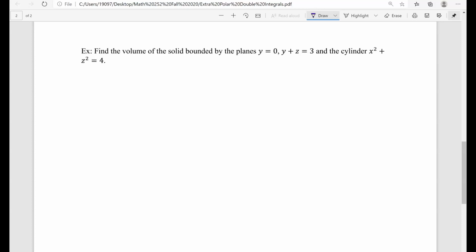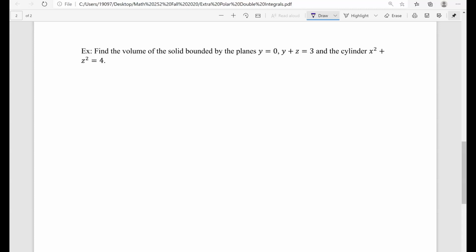Here is a second example. So we want to find the volume of a solid bounded by the planes y equals 0, y plus z equals 3, and the cylinder x squared plus z squared equals 4. This problem is very similar to the one that we did in class, but now the orientation is completely different, because now the orientation of the volume is not on the z-axis, now we have it on the y-axis.